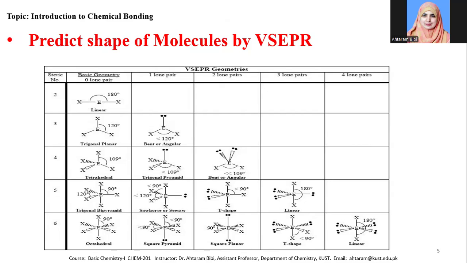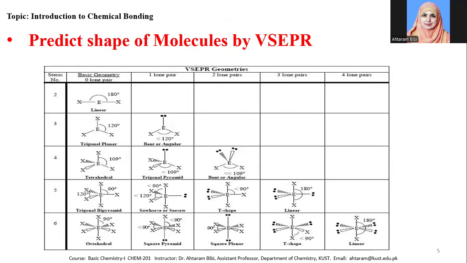If there are 3 bonded pairs of electrons, then the structure will be trigonal planar. But if there are 2 bonded pairs of electrons and 1 lone pair of electrons, then the structure will be angular or bent, as we can see in this table in the second column and the second row. If there are 4 bonded pairs of electrons, then the structure will be tetrahedral.